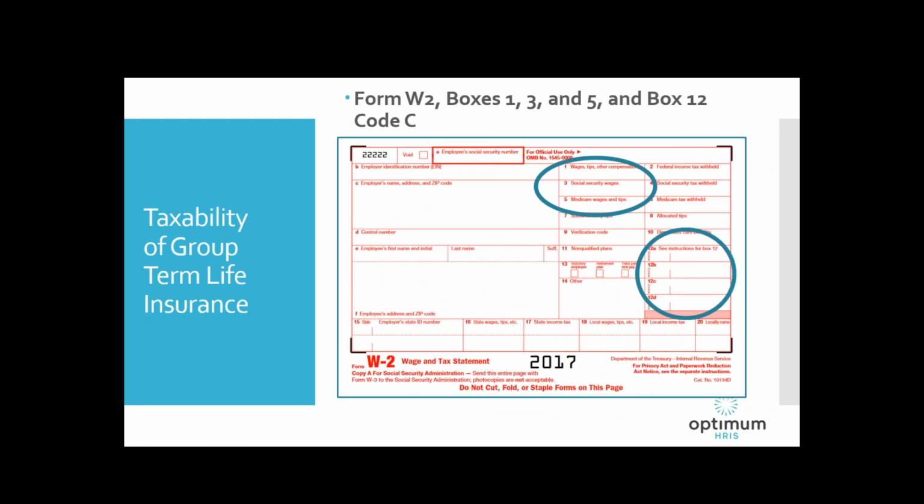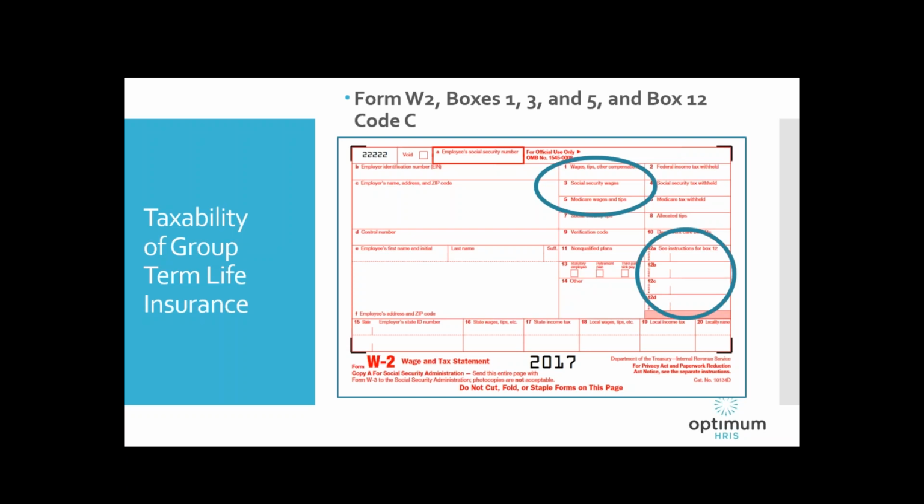So here is Form W-2. You would add the taxable benefit to box 1, federal taxable wages, box 3, Social Security taxable wages, and box 5, Medicare taxable wages. Then also break out the amount for the group term life benefit in one of the box 12 boxes, and you can see there are 4 boxes there in box 12, A, B, C, and D. And you would mark it with a code C.